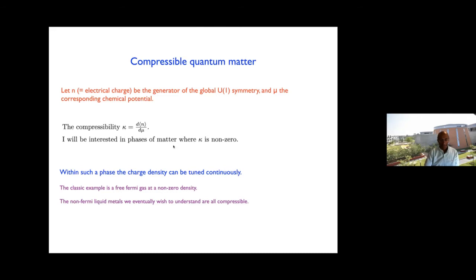So I'll be interested in phases of matter where kappa is non-zero. So within such a phase of matter, typically we can tune the density continuously without changing which phase we are in. The classic example is a free Fermi gas at a non-zero density. The standard example, and that you probably know from basic stat mech. Now, the non-Fermi liquid metals that we eventually wish to understand, the evidence in experiments is that they're all compressible. So there's good reason to focus on compressible phases of matter.